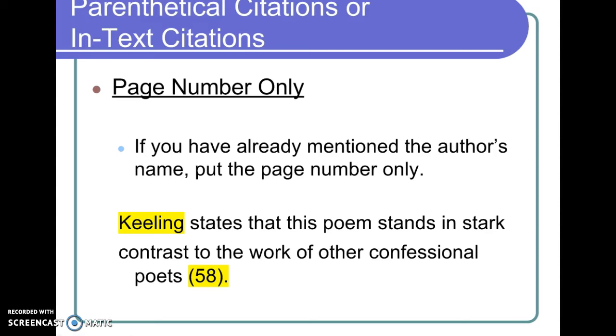Parenthetical citations. If you have already mentioned the author's name, just put the page number. I've given you a few examples of that. Keeling states that this poem stands in stark contrast to the work of other confessional poets, with just the page number at the end. As long as the author's last name, not the first, and the page number in parentheses are there in that sentence, you have both your bases covered. But page and author must happen.